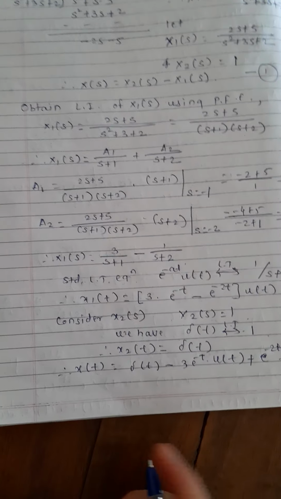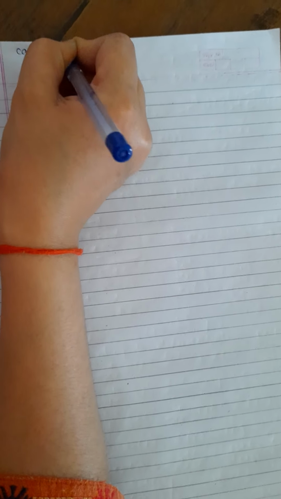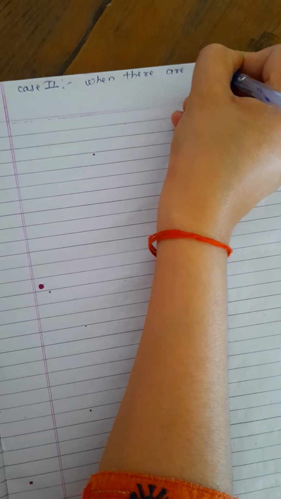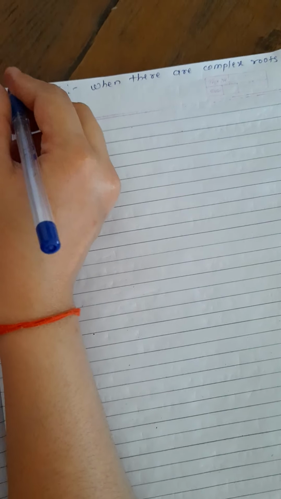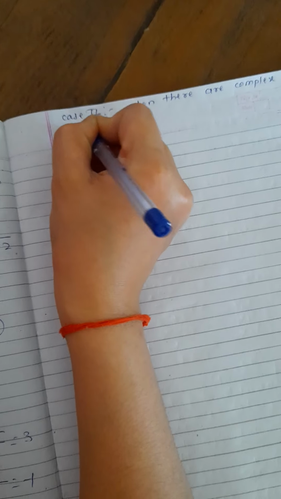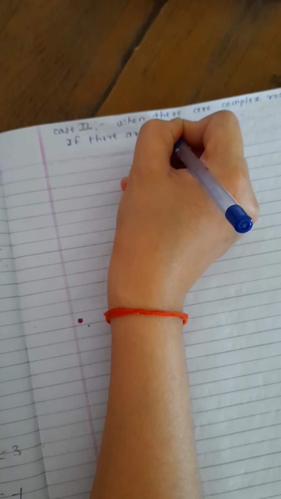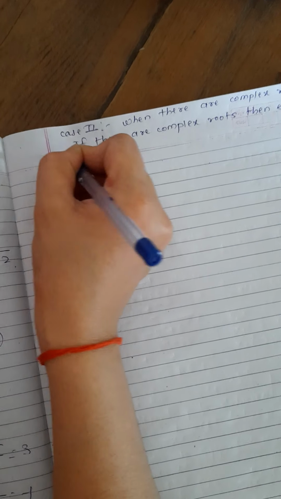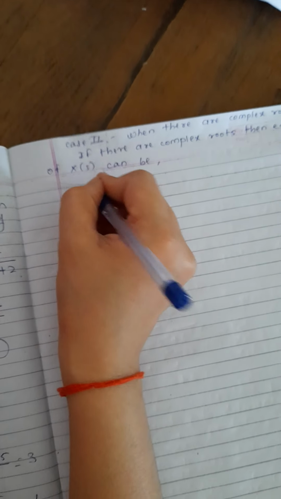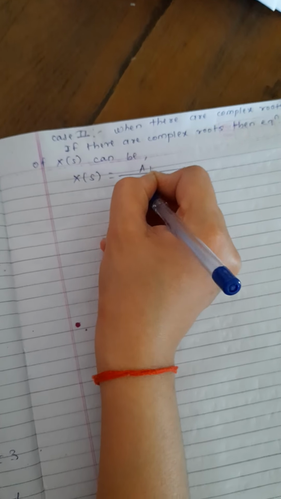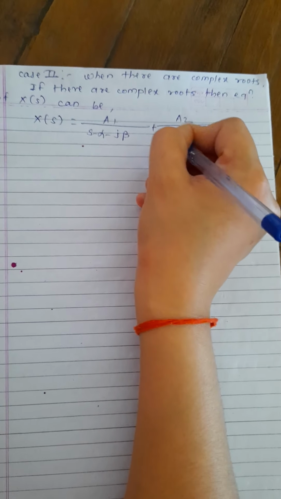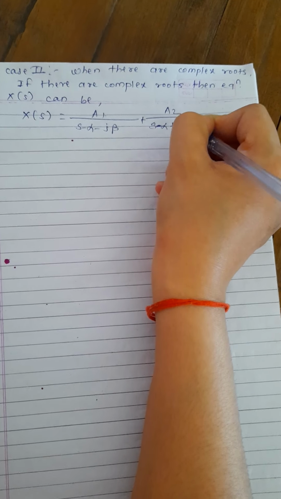Now the second case is when there are complex roots. So we write here case 2, when there are complex roots. If there are complex roots, then the equation of X(s) can be expressed as X(s) is equal to A1 by (s minus alpha minus j beta) plus A2 by (s minus alpha plus j beta), and so on.